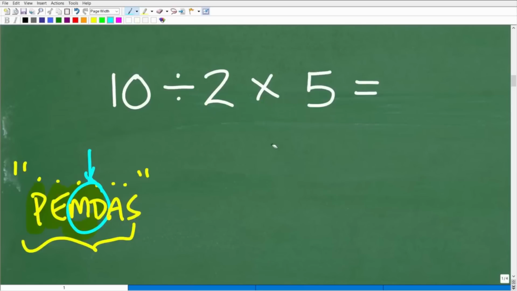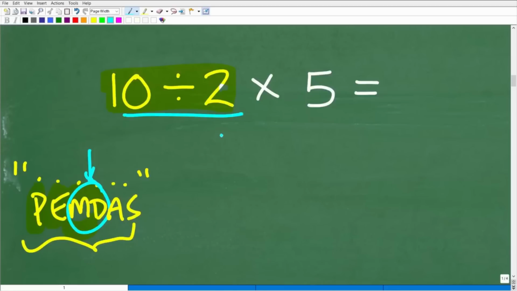So you want to be thinking in terms of a group: multiplication and division. Now we're scanning. Do I have multiplication and division? Well, of course I do. I have division and multiplication. So now I'm asking myself, which is first from left to right? Well, it's this part of the problem. I have division before multiplication from left to right, so I'm going to do this.